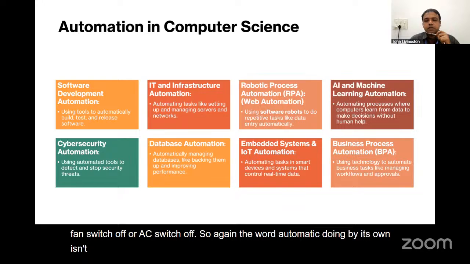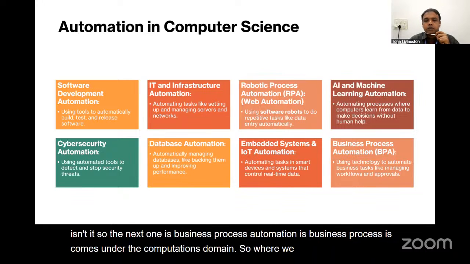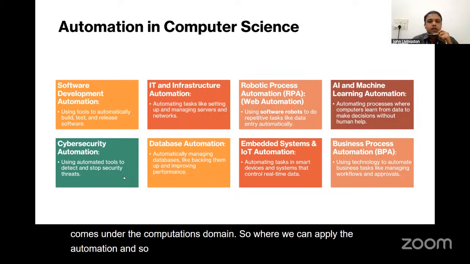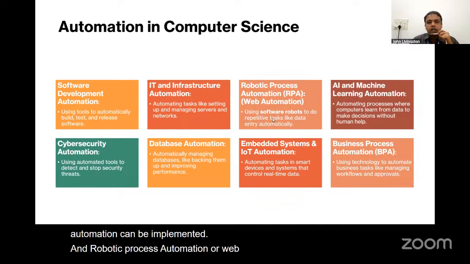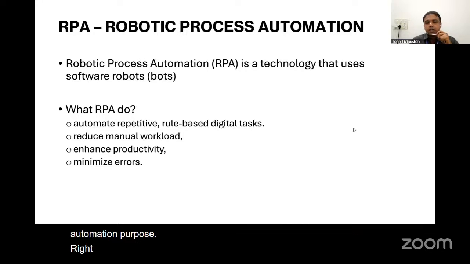So the next one is business process automation. Does business process come under the computer science domain? So we can apply automation there also. These are all the domains in computer science where automation can be implemented. And robotic process automation or web automation is very, very important for automation purposes. Okay, right. So we come to the important topics.